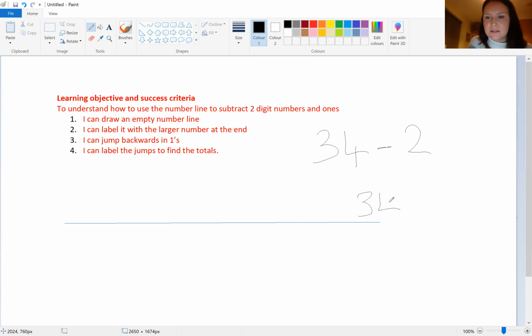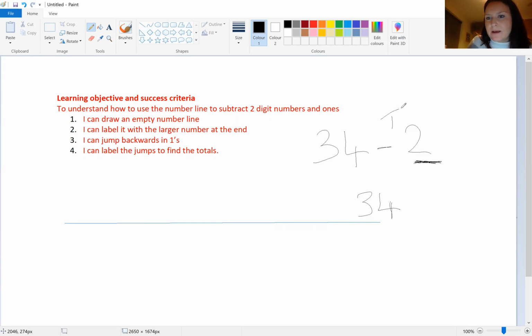Okay, so remember I said yesterday that in Key Stage 2, when you get onto even trickier calculations, it won't necessarily be the larger number that you put at the end, but for us in Key Stage 1, we do put the larger number. We're going to put this first number up this end. Then I'm going to look at this number here, that's what I need to subtract. That also tells me how many jumps I need to do.